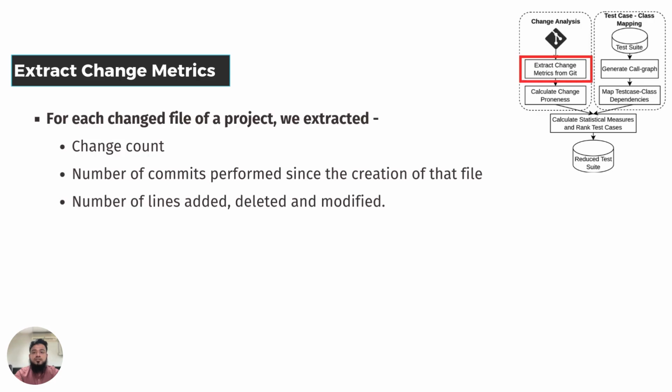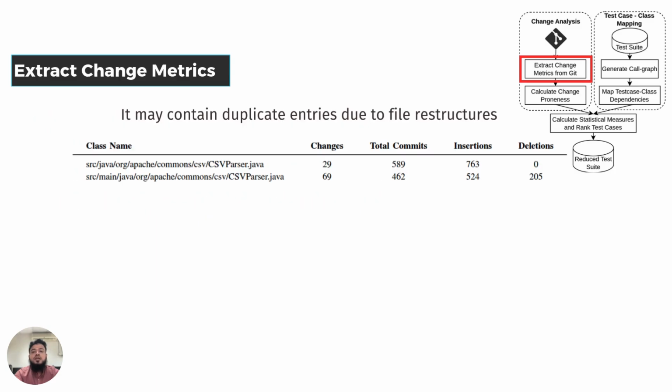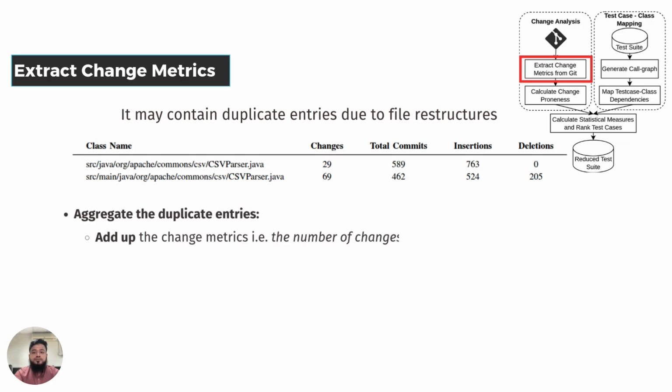While extracting change metrics, we extract change count, number of commits performed since the file is created, lines added, deleted, and modified for each changed files. But due to file restructure, there may be duplicate entries. For example, in the given table, the class CSV parser was moved from one directory to another. So we need to aggregate these duplicate entries.